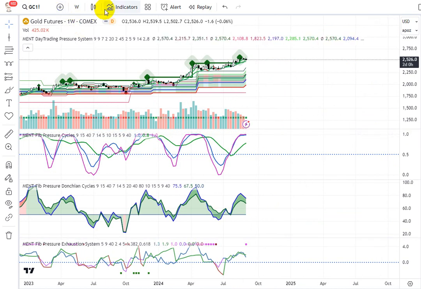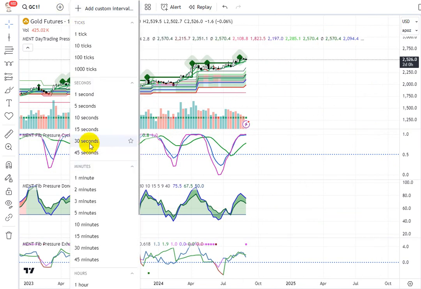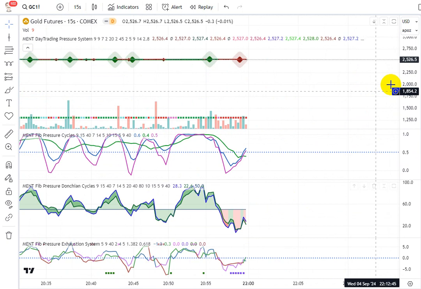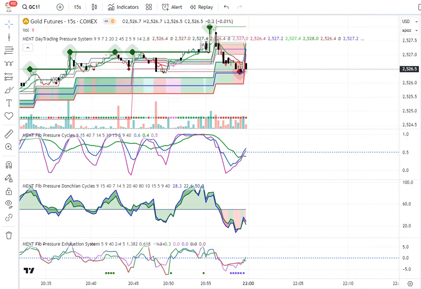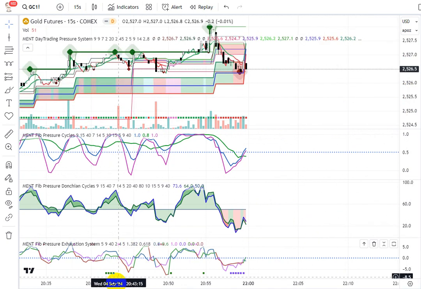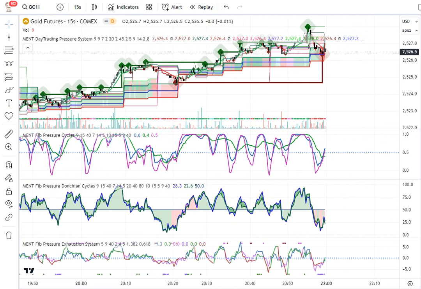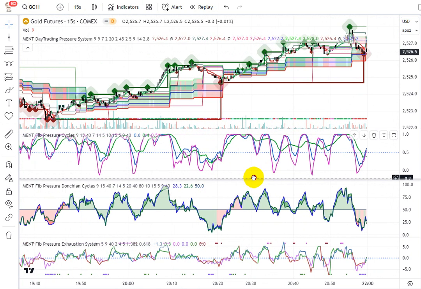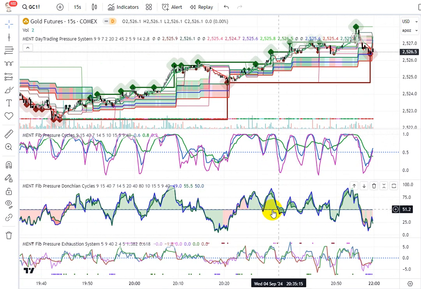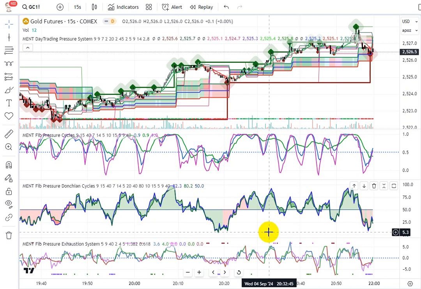I mean, I haven't shown you yet, but we can go all the way down here to 15 seconds, and it would do the exact same thing. Exact same setup, exact same techniques, exact same cycles, exact same trending. Everything is exactly the same. It works on any symbol, any interval. It works on anything. You just have to learn to use it efficiently.